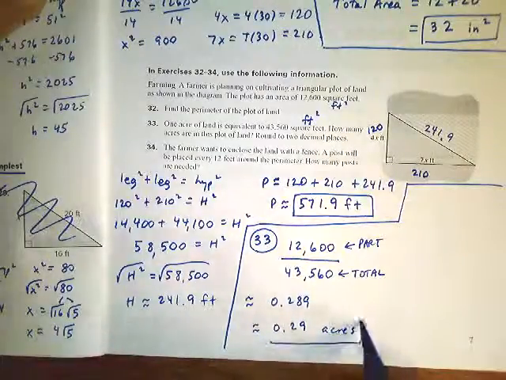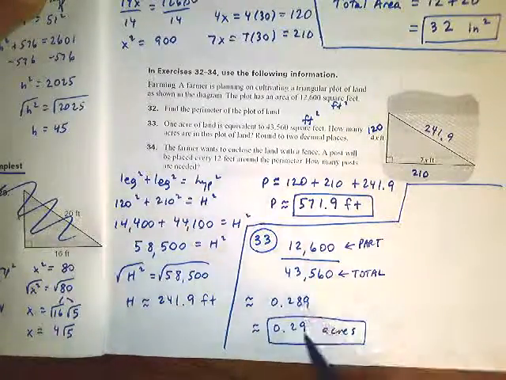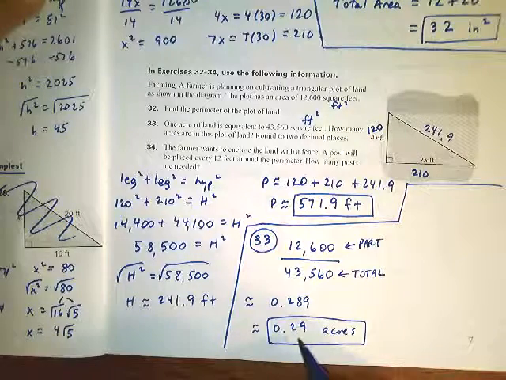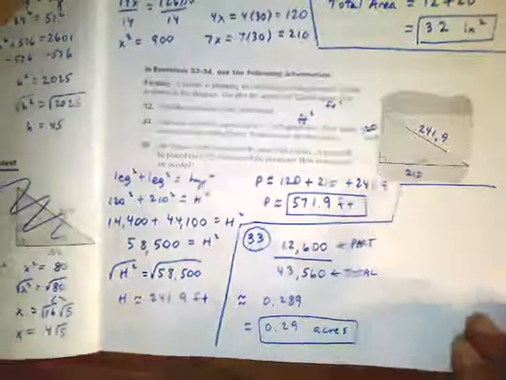And that makes sense. We don't have a whole acre. We have something less than that. In fact, it's less than half. We have 29% of an acre, basically.